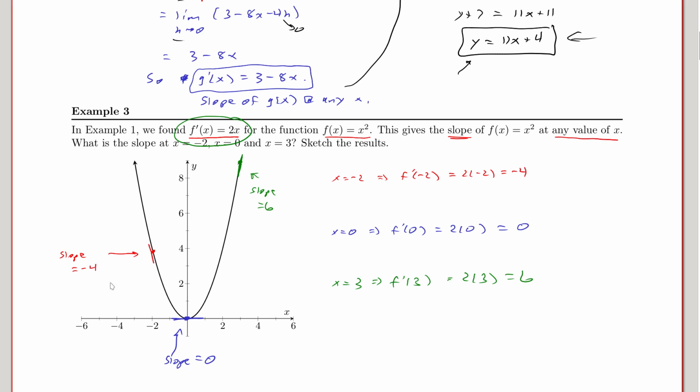And the derivative is measuring slope the way it should. Where a function's decreasing, we get negative slope. Where the function's level, we get a slope of 0. And where the function is increasing, we get a slope that's positive. So slope is behaving the way it did for linear functions. Okay, let's look at some more examples on the next page.